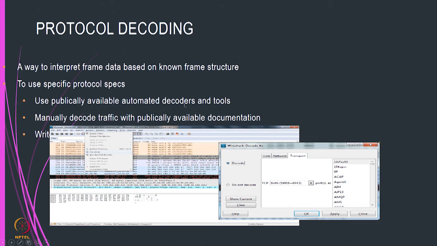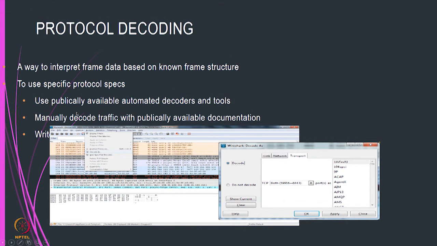Now, can you automate the process? Yes, you can. This is where learning some programming languages helps you. You could make yourself familiar with Python or Ruby. If I get to know the publicly available information of a protocol, how the protocol behaves, then I can write a protocol interpreter in one of these languages.